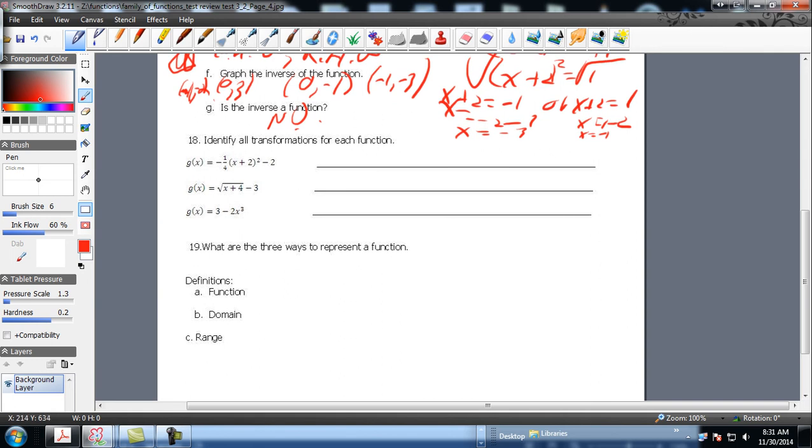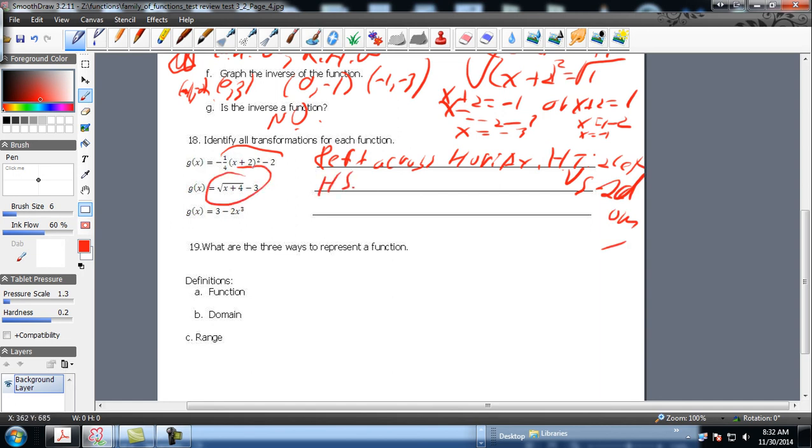18, bam bam. Negative sign. What do you get? Reflection across the horizontal axis. Right? And then you have a horizontal translation of what? 2 left, vertical shift, 2 down. Done. Same thing here. Horizontal shift of what? 4 left and 3 down.